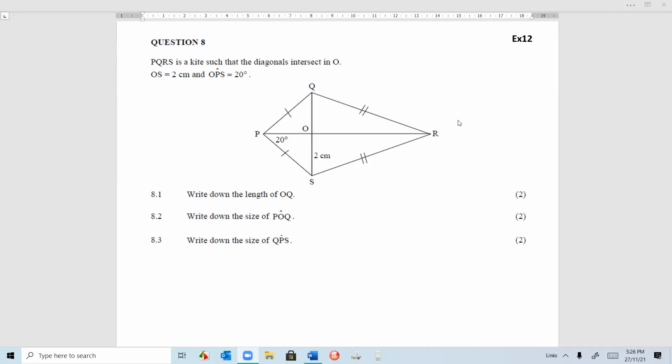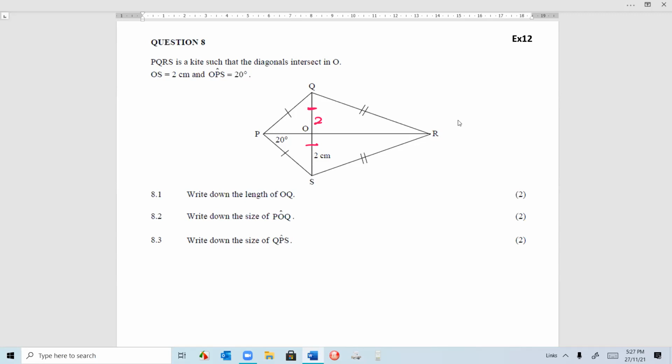It's 2 centimeters. Right, it's 2. Why? Because the long diagonal in a kite bisects the short diagonal. You see how important properties are, gentlemen? If you don't know the property, you're not going to be able to work out geometry. So we know one of the properties of the kite is that the long diagonal bisects the short diagonal. In other words, put it plainly to you, OS is actually equal to QO. Thank you for that answer. Next question, POQ. Can someone tell me what is POQ?